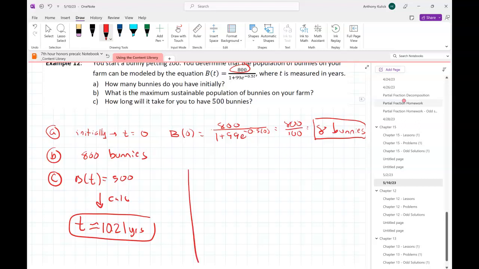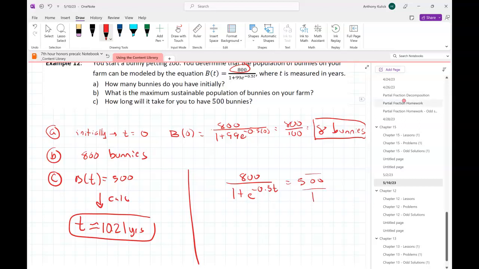And now let's also do this one algebraically just to get some extra practice. Okay, so what would I want to do here first? Yeah, so I want to get that variable out of the denominator.